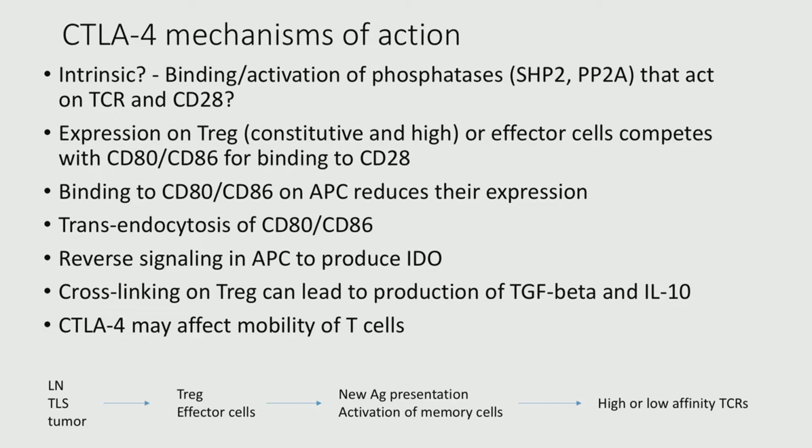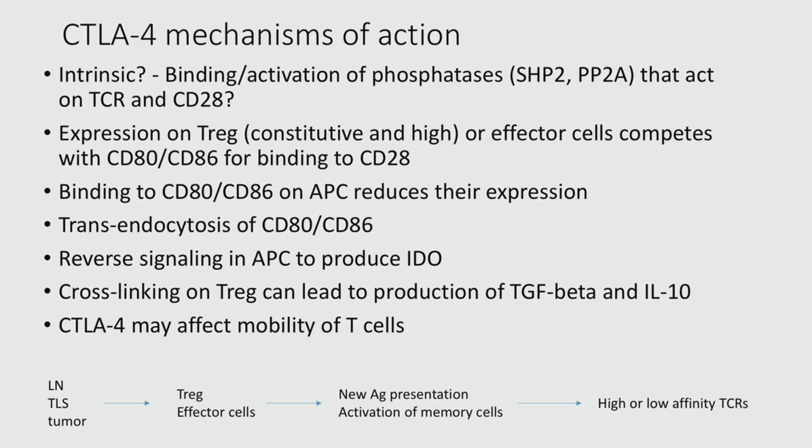So let me just spend a minute on mechanisms of action. Can we explain any of this by the mechanisms of action of CTLA-4? If you look at what CTLA-4 does, it may have some intrinsic mechanism of action inhibiting T cells. It clearly has a role in Tregs. When you give anti-CTLA-4, you probably expose CD80 and CD86 costimulatory molecules, which may be necessary. CTLA-4 can cause upregulation of IDO by dendritic cells. Cross-linking CTLA-4 on Tregs can upregulate TGF-beta and IL-10. CTLA-4 affects the mobility of T cells.